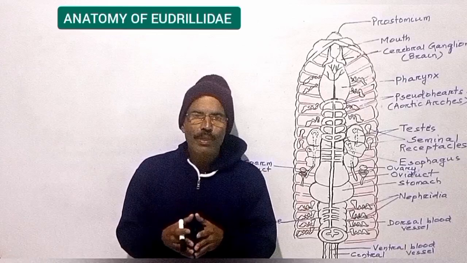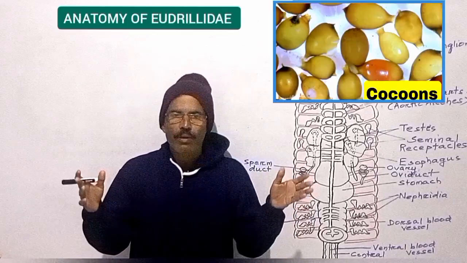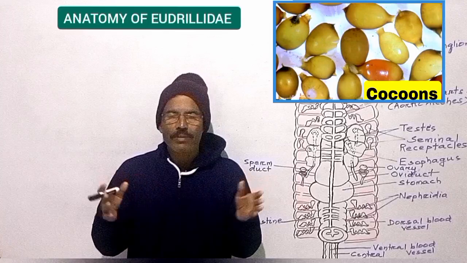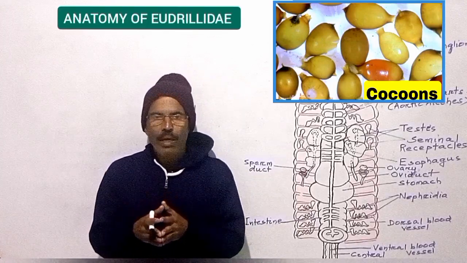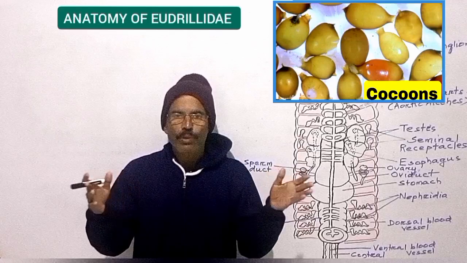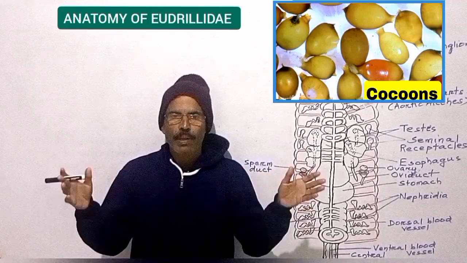In case of lumbricids, the male and female reproductive organs are located in different segments. By contrast, in Eudrilidae, the male and female organs are fused into a single complex ovispermatic apparatus.